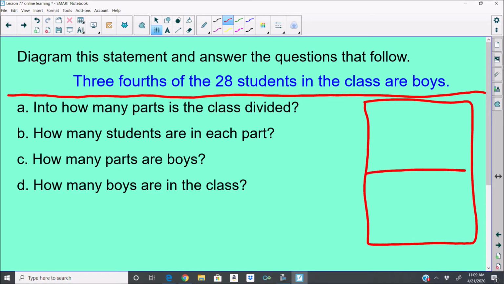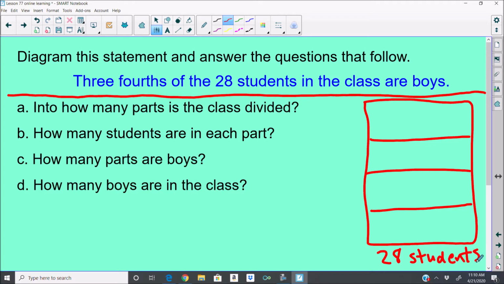And I'm going to divide it into, well, 3/4. So I'm dividing this into 4 pieces. 1, 2, 3, 4. Okay. And that one statement in blue says 3/4 of the 28 students. So all of the people in this box equals 28 students.